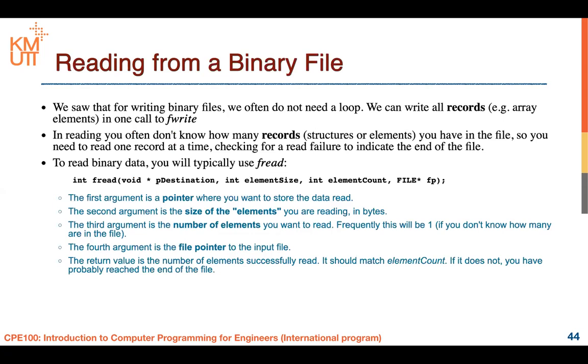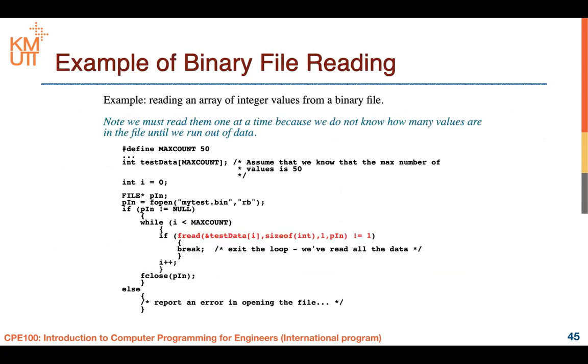This is the format that we want to use to read a binary file, right? We have F, read, and the number of elements will be 4 as well. This is similar to F, right? And then you can use this to write the array of test data into the file, my test.bin. This is the example of binary file reading.